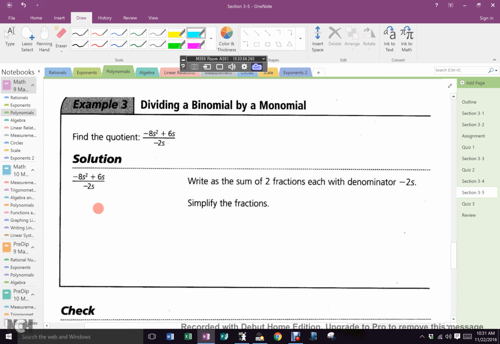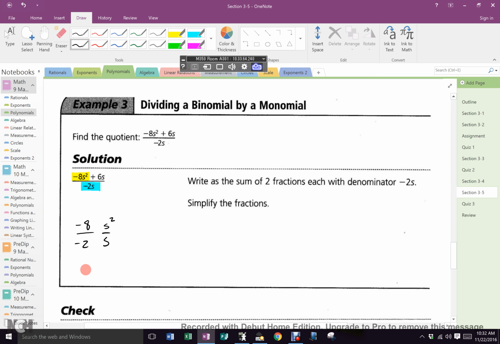And that's fine. I have what here? A letter and a number, don't I? Yes. What's my number? Negative 8. What's my letter? S squared. And I'm going to divide it by that. So, is there a letter and a number there? Yes. Great. So what goes with the 8? The negative 2 or the S? Negative 2. What goes with the S? S. What's negative 2 divided by negative 8?